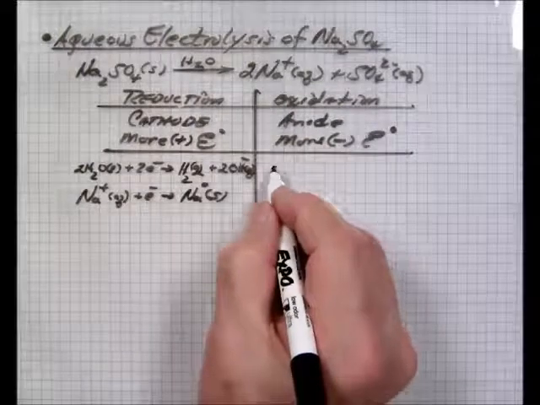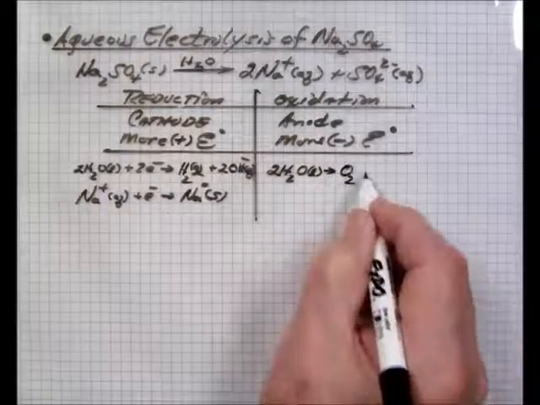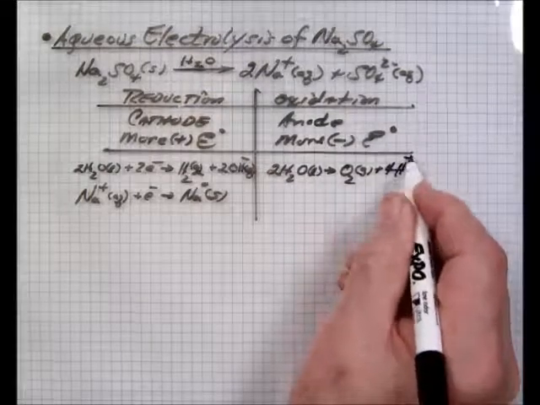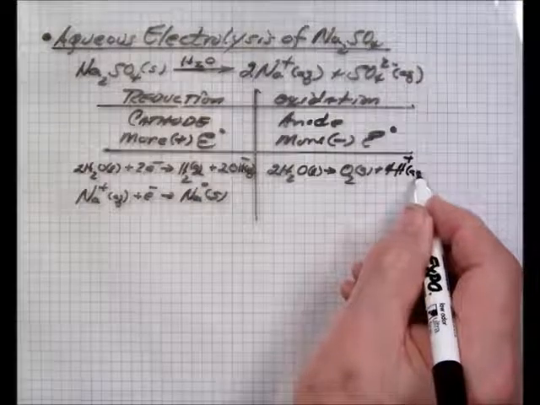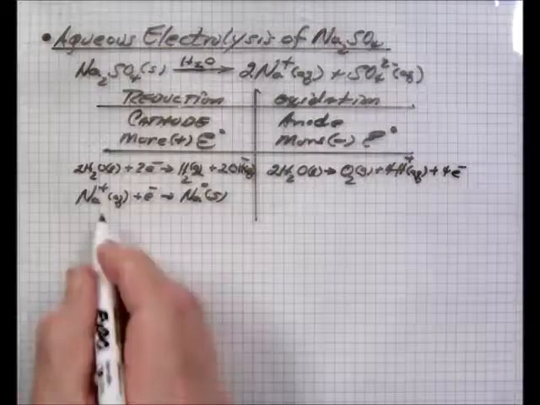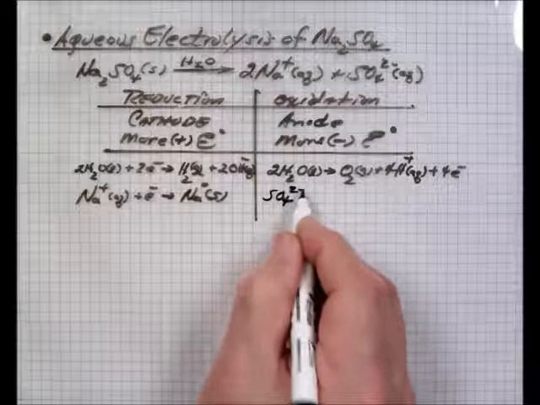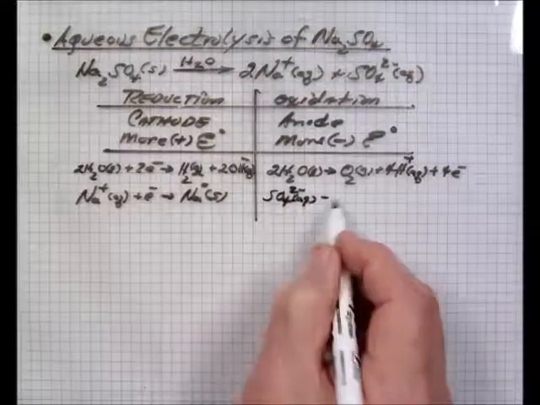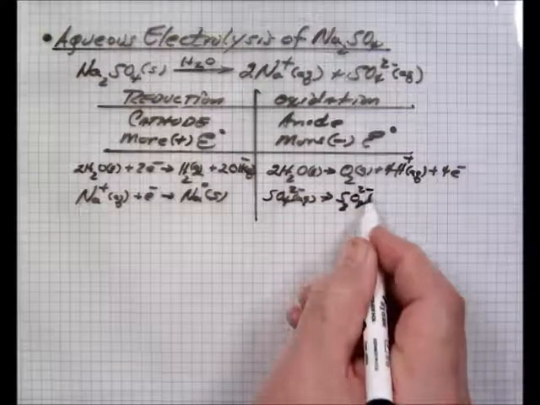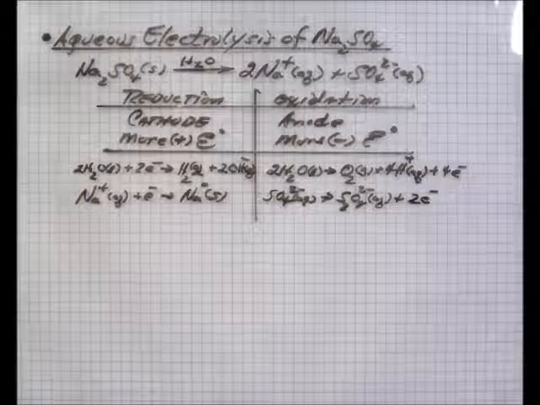Over here, the oxidation of water goes to oxygen gas, plus 4 moles of hydronium ion, plus 4 moles of electrons, like that. And so the sulfate, SO4 2 minus, aqueous, goes to S2O8 2 minus, aqueous, plus a couple of electrons, like that.